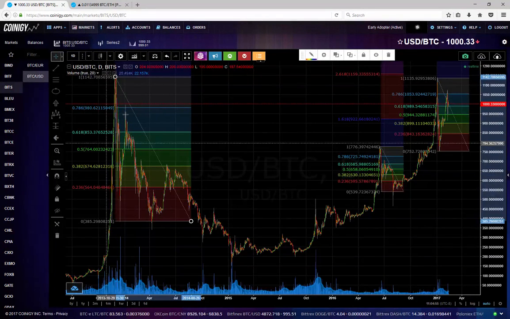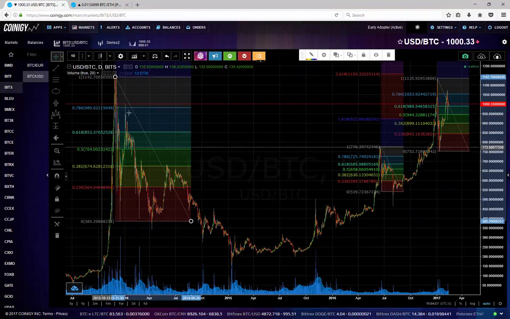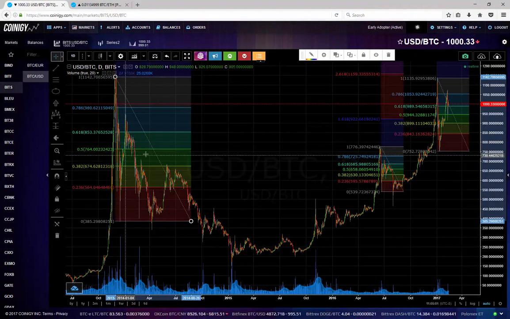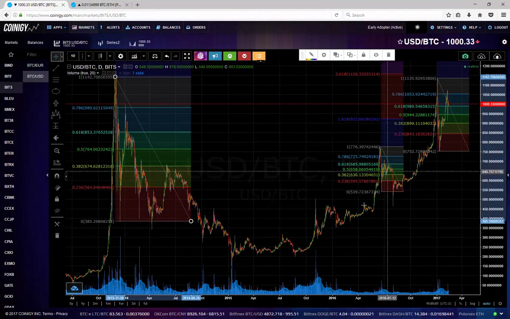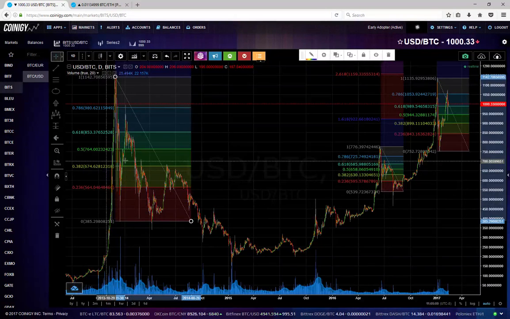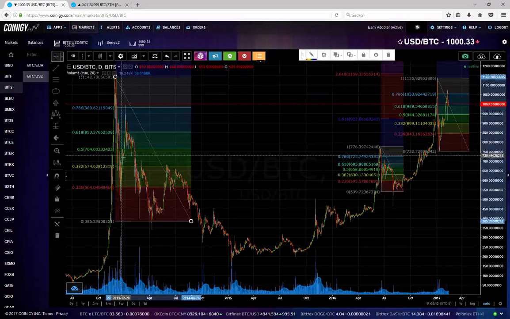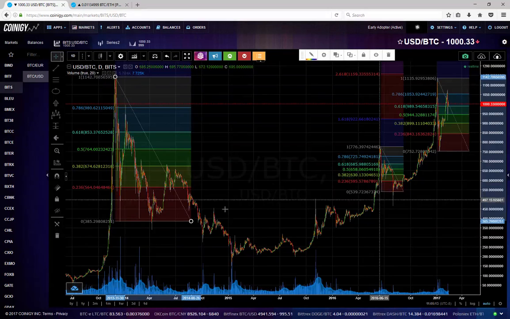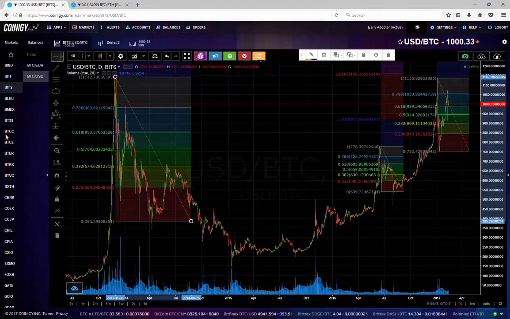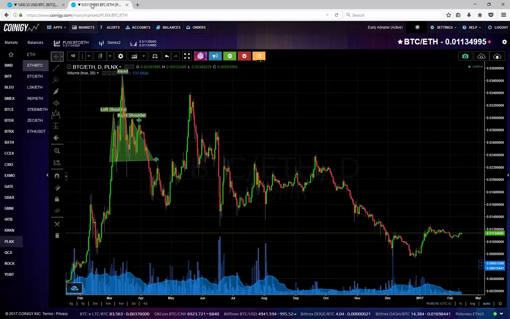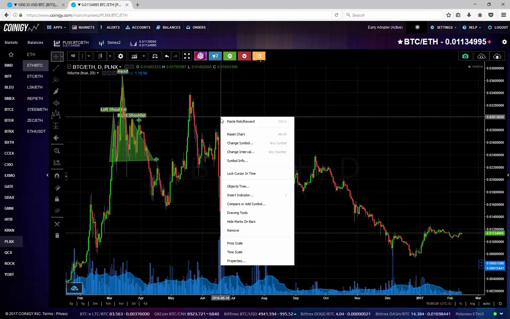So I find these bounce plays and shorting bear flags to be one of the easiest patterns to trade, and you'll often see the same pattern playing itself out over and over again, just kind of like fractals, because the markets just behave in a very similar way and repeat themselves on various different time frames. So let's look at that with an altcoin. Let's take Ethereum for example.